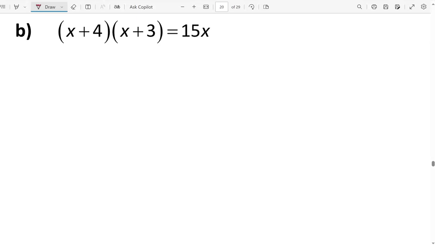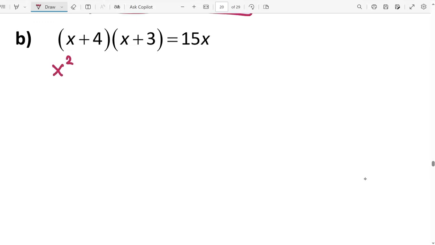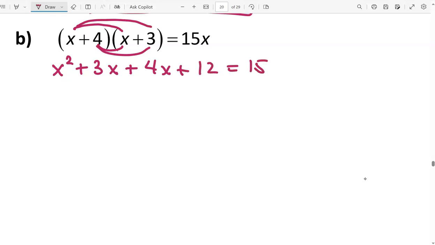Now let's try B. Before we can move terms to one side of the equation, we need to multiply before we can subtract. Multiplying, we're going to use the FOIL method. The product of the firsts is x squared, the outers 3x, the inners 4x, and the lasts 12. And now I'm going to move the 15x to the left side of the equation. 3x and 4x are 7x. When we subtract 15x from both sides, we'll get minus 8x plus 12 equals 0 on the right side.